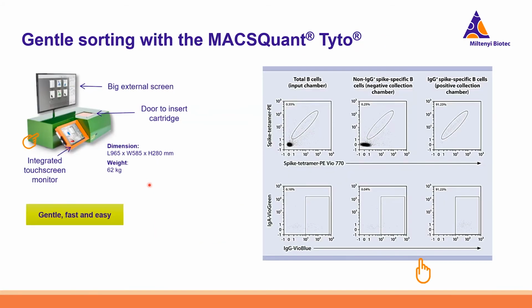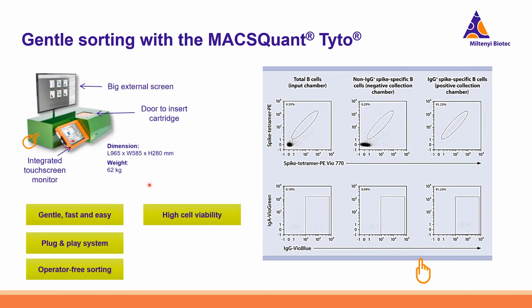And we actually have a very nice solution for you, the gentle sorting with the MACSQuant Tyto, because it's gentle and fast. It's a very easy system. It is an operator-free sorting and actually operator safe because you have the closed cartridges. It has high cell viability and low pressure. That also leads to the high viability and is very gentle to your cells, and you don't need any cleaning. And here we have an example of B cells that we sorted on that instrument.